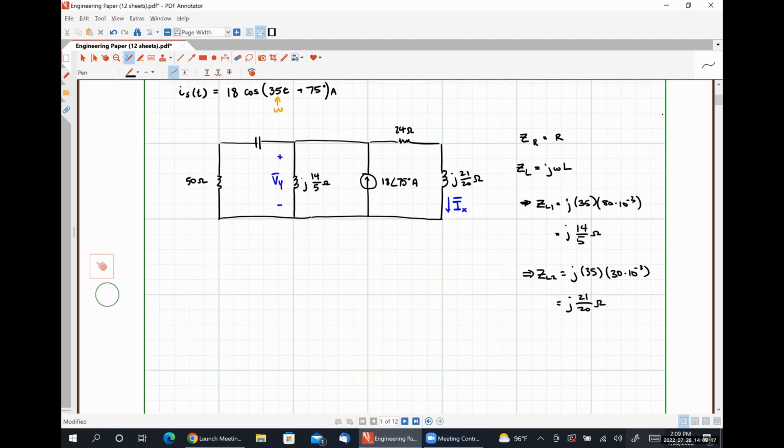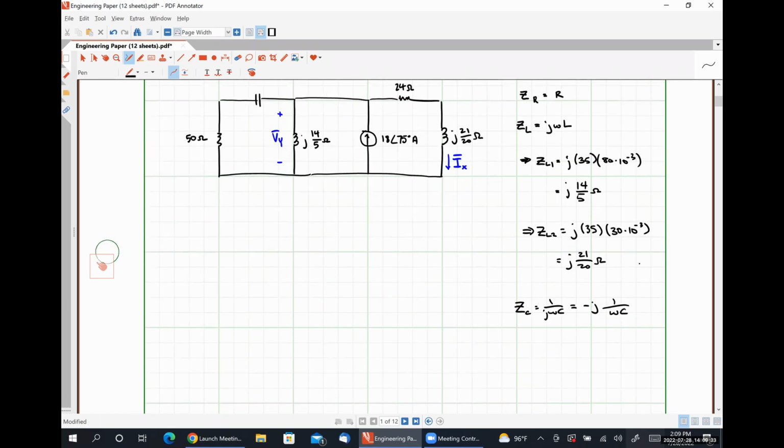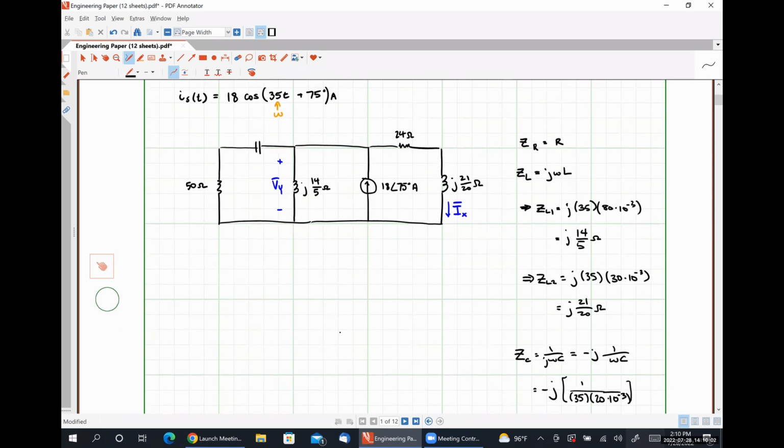Lastly, I will make the conversion for my capacitor. The equation for a capacitor is 1 over j omega C, which is the same as negative j times 1 over omega C. So this is going to look like negative j times 1 over 35 times 20 times 10 to the minus 3, comes out to be negative j 10 over 7 ohms. So my circuit has been completely represented in the frequency domain now.